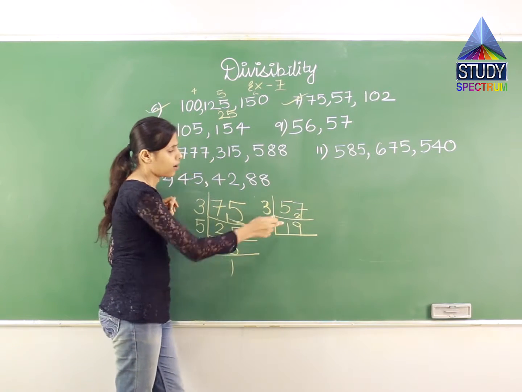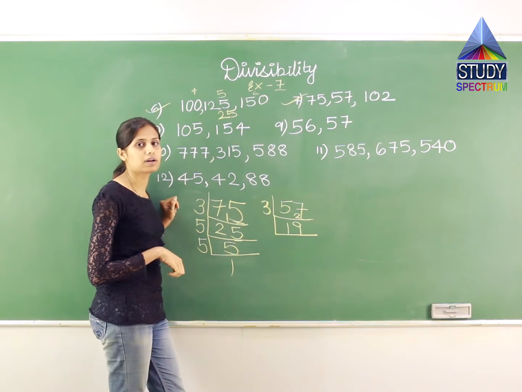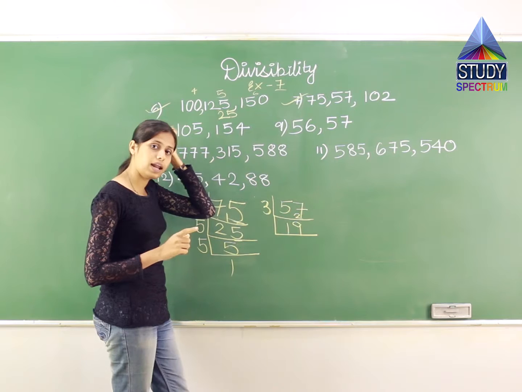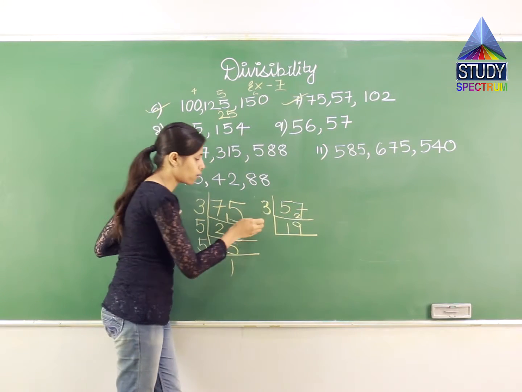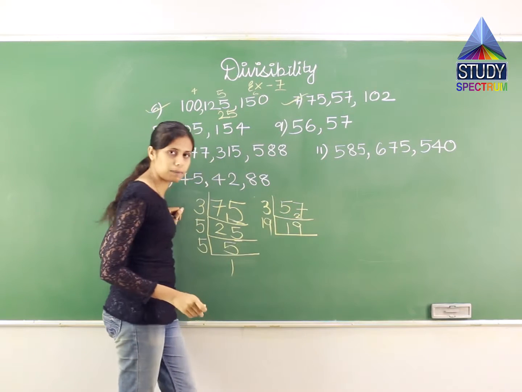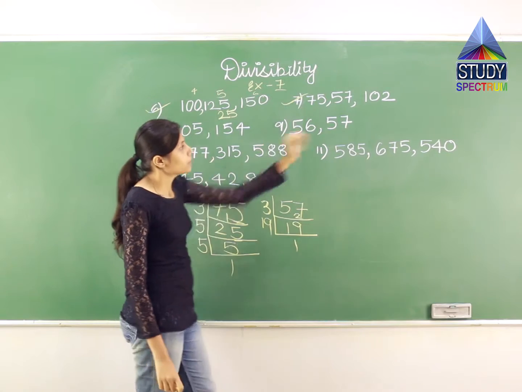So 19. Now 19 is divisible by which number? 19 is a prime number. It comes in the table of 1 and 19 itself. I cannot write the factor as 1, right? So obviously the factor will be 19. So I get 1. 19 ones are 19.